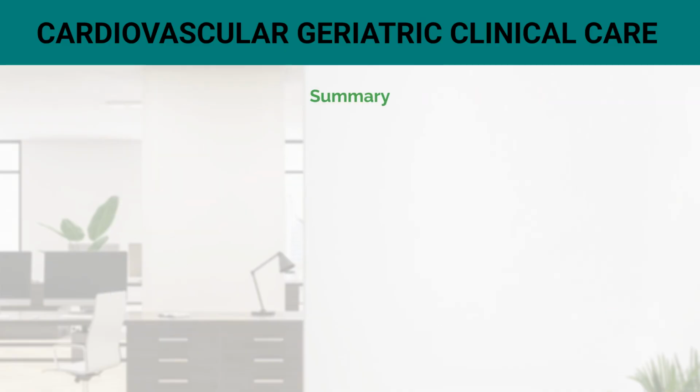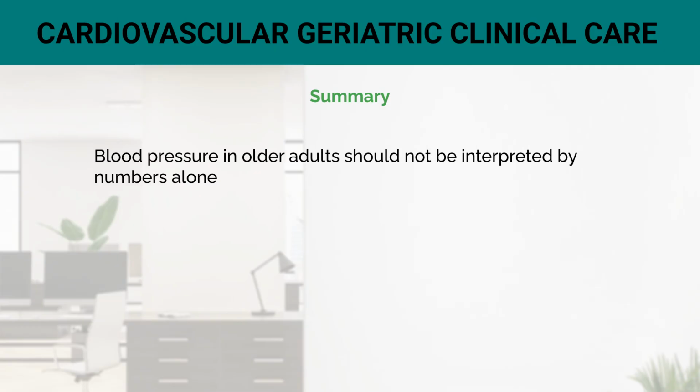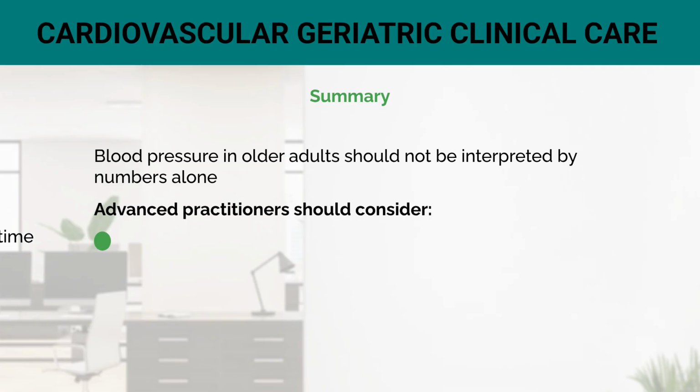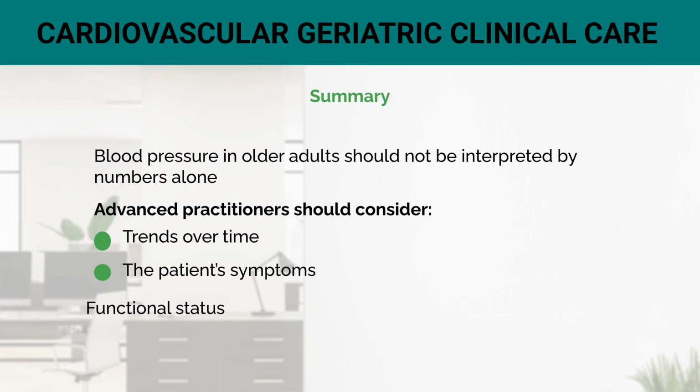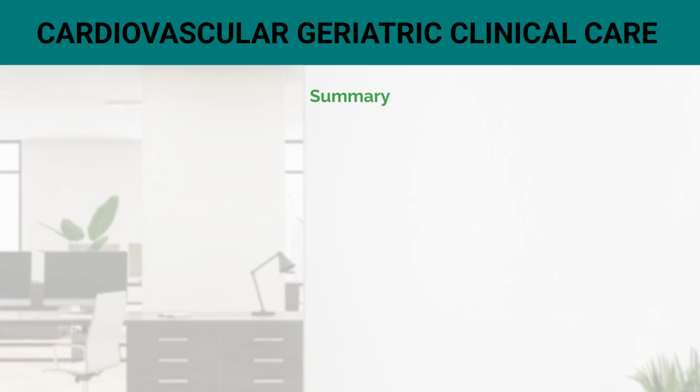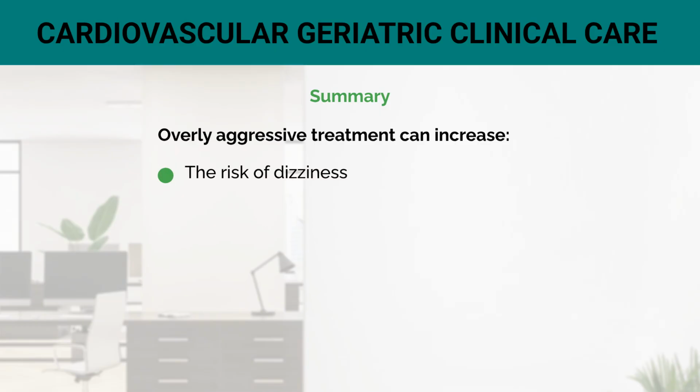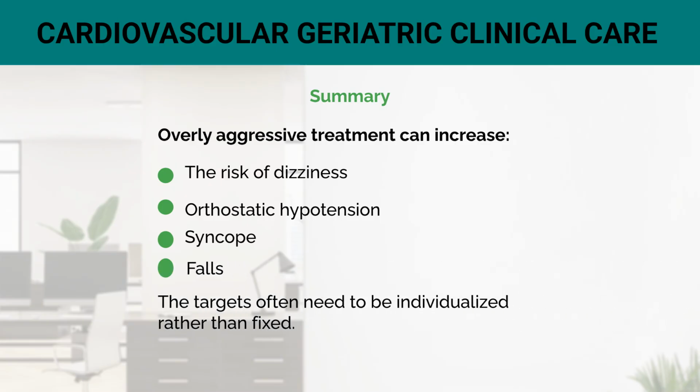In conclusion, blood pressure in older adults should not be interpreted by numbers alone. Therefore, advanced practitioners should consider trends over time, the patient's symptoms, and functional status. Overly aggressive treatment can increase the risk of dizziness, orthostatic hypotension, syncope, and falls. So targets often need to be individualized rather than fixed.